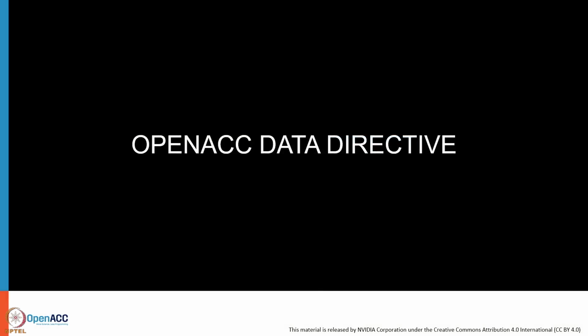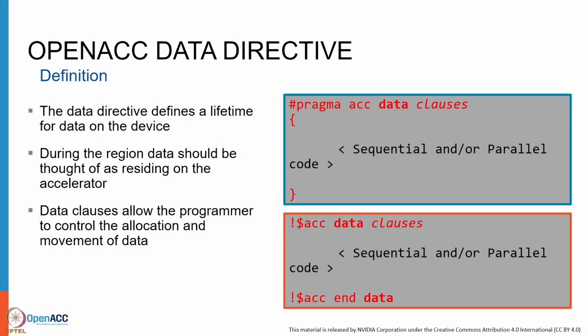So now we will look a little bit into the OpenACC data directive. The data directive basically defines the lifetime of the data on the device. During the region, data should be thought of as residing on the accelerator. Data clauses allow the programmer to control the allocation and movement of data. So essentially, you'll have a pragma which says hash pragma acc data, and you provide some clauses in the C, C++ version of the code.